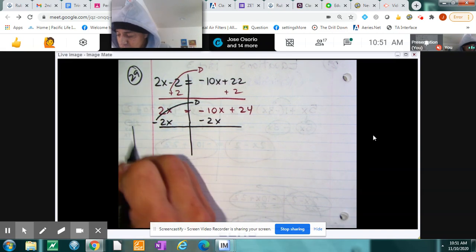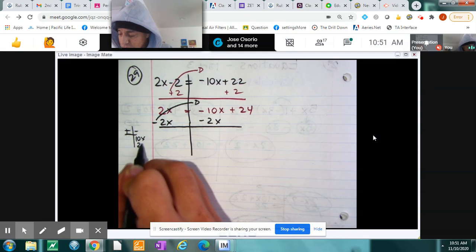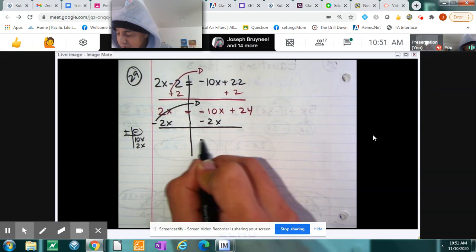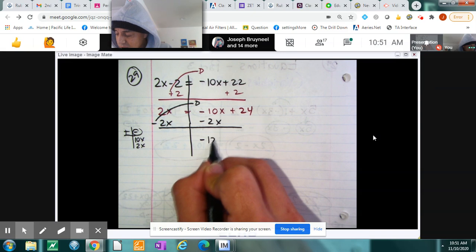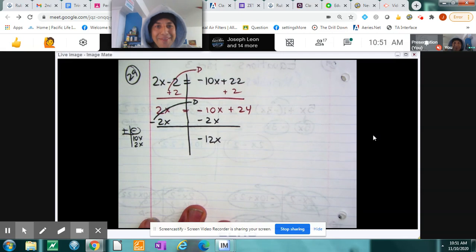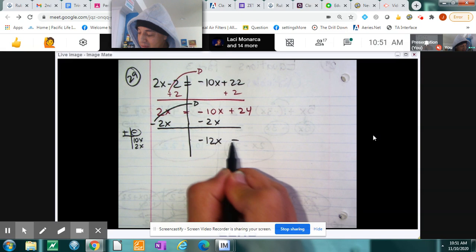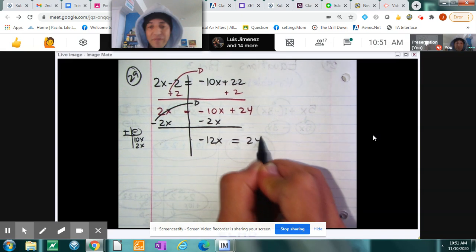They're going to do the t-chart, and they're going to put 10x minus 2x. It's going to be negative 12x. Guess what they're going to do? Do you guys know what they're going to do? This is what they always do. The equal, they're not going to put it there. They're going to put it right here. Equals 24.